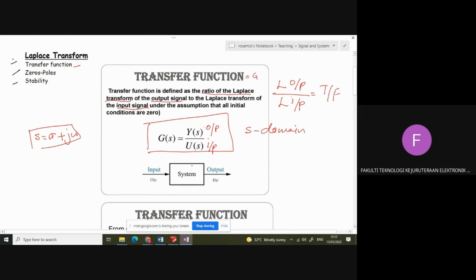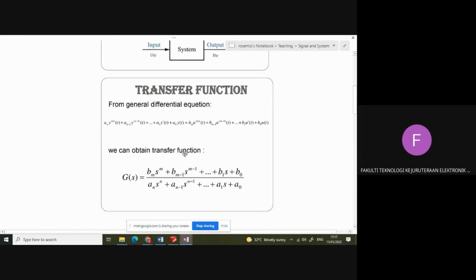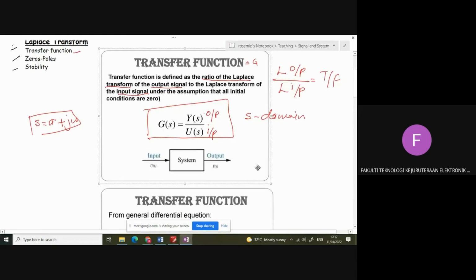For example, we have a system, and here we call it G(s). This is our system gain, with input and output. So output divided by input is what we call G. Output divided by input is equal to G. Any question? This is what we call transfer function.